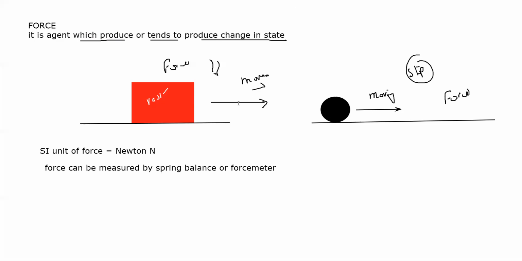If I want to identify how much force I'm applying on this object, or how much force is required to move this object, I will attach a spring balance or a force meter and pull this object. The reading on the force meter will show how much force we are applying on the object. And force is a vector quantity, so it has magnitude, unit, and direction.